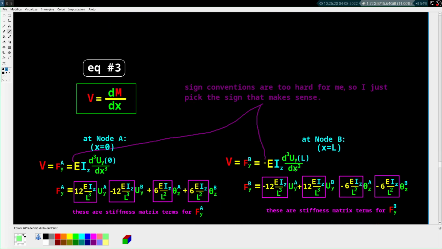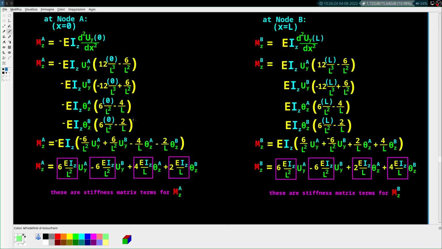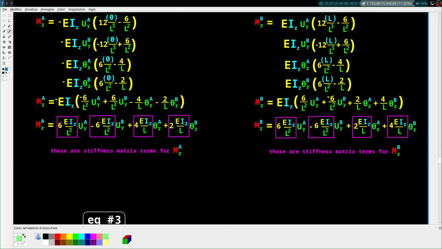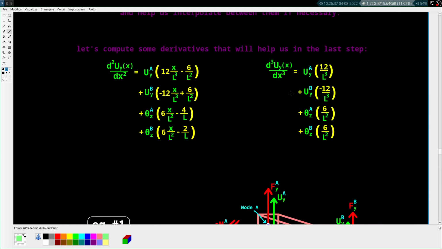Okay. Equation 3 now, we pull that down. That's just dM/dx. So this is actually the third derivative, right? So we plug in x equals 0, x equals L in the third derivative equation. By the way, there's no x in that equation, right? It's all constants, so it doesn't matter what you plug in.